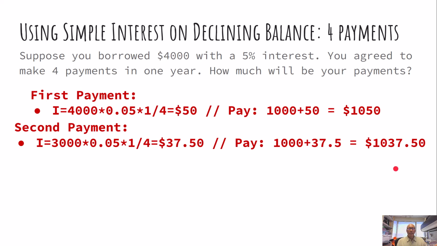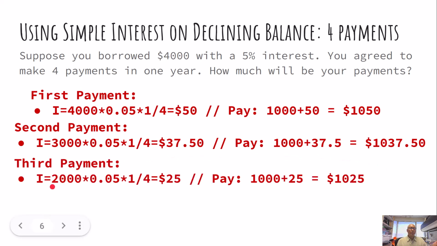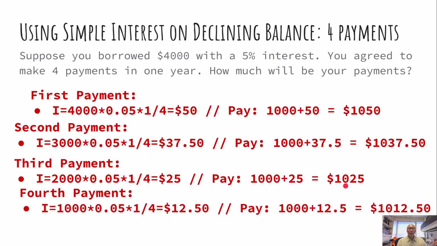Your third payment in October will be $1,000 less in principal, so that's $2,000. You've got the 5% and the 1/4 again, and that's only going to be $25. So your payment in October will be $1,025, and then finally your last payment, since you're only going to have $1,000 remaining in your balance with a 0.05 and a 1/4, in 1/4 of a year, that's only $12.50. So you've got $1,012.50 for your final payment.